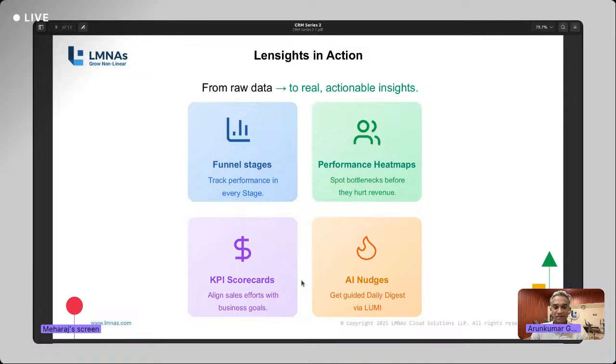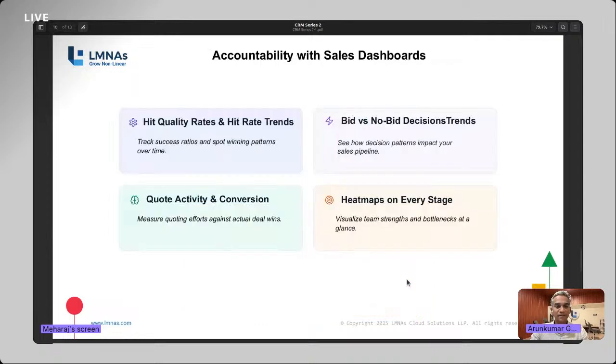Next comes the AI nudges. I have the insights, so what should I do next? This is how the AI, or Lumi, is going to help me take necessary actions out of the insights. These are the four topics we will cover. Moving on to the next one, we will have KPIs like hit rate, hit quality rate, hit rate trends, biddable opportunities, bid probability, and bid value.